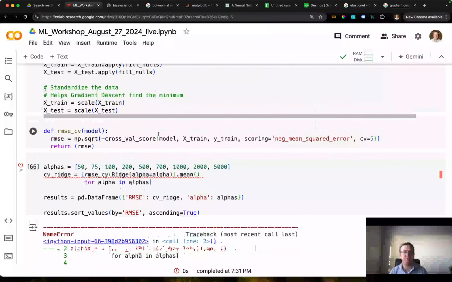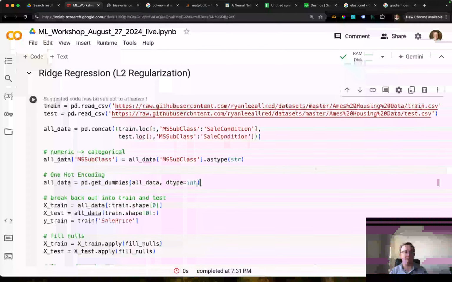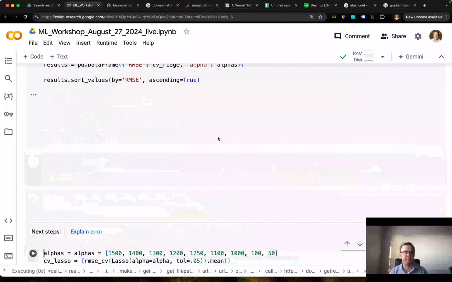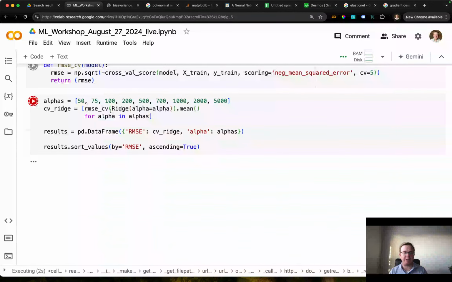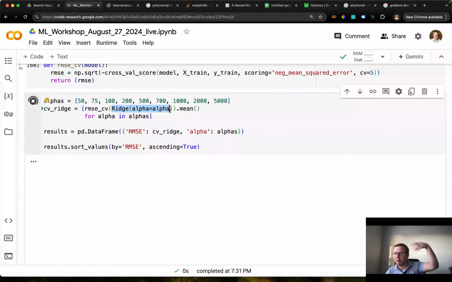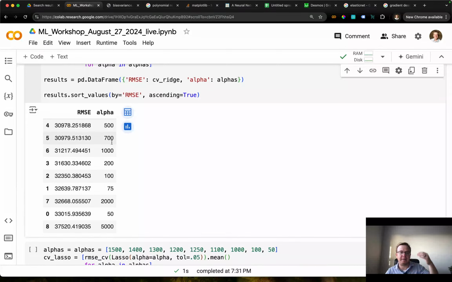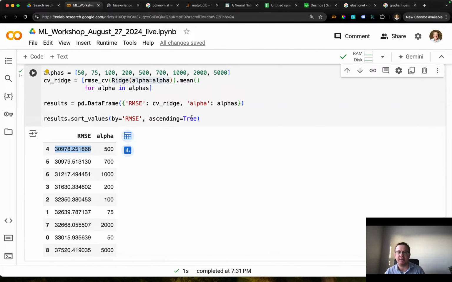Oh, I got to run these code cells, make sure that I'm running them. So I'm running a ridge regression every single time here. I loaded the ridge regression at the very top of my notebook. And now I'm sorting the model's performance. Looks like an alpha value of 500 is giving me a root mean squared error around 31,000. I would expect similar performance on the test data, maybe a little bit worse than I'm seeing here on the cross-validation.